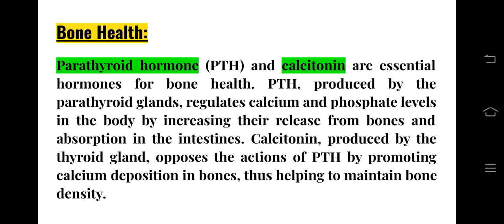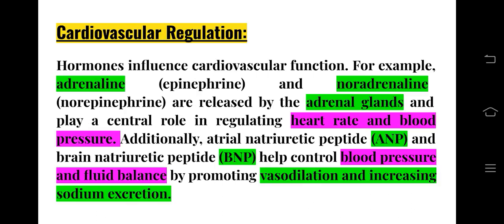Then, bone health. Parathyroid hormone and calcitonin are essential hormones for bone health. PTH, produced by the parathyroid gland, regulates calcium and phosphate levels in the body by increasing their release from bones and absorption in the intestine. Calcitonin, produced by the thyroid gland, opposes the action of PTH by promoting calcium deposition in bones, thus helping to maintain bone density.